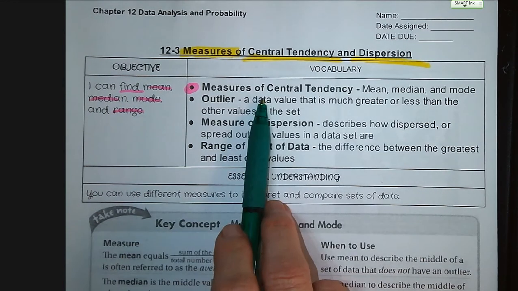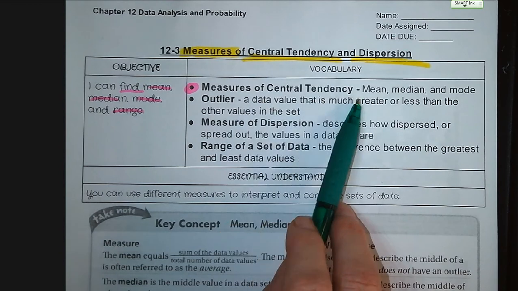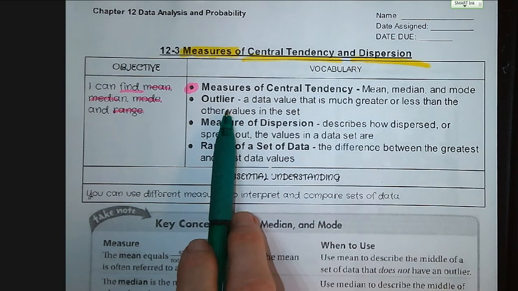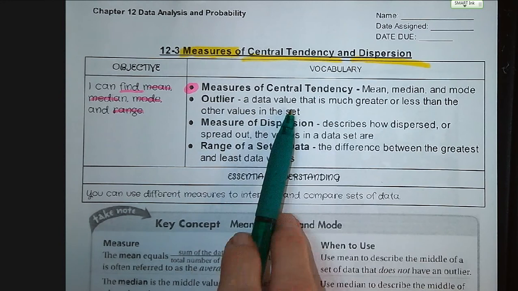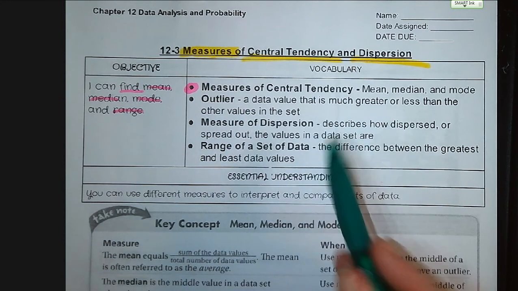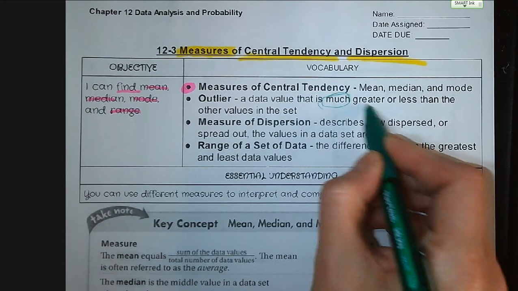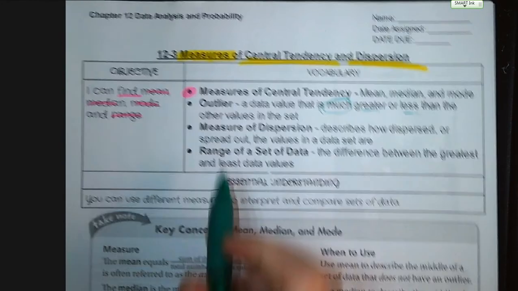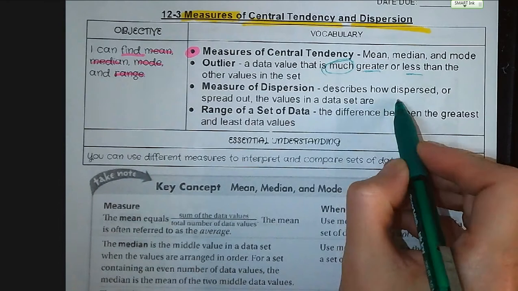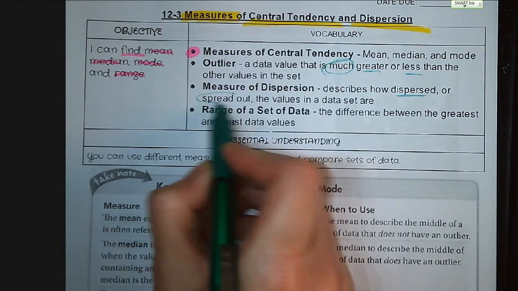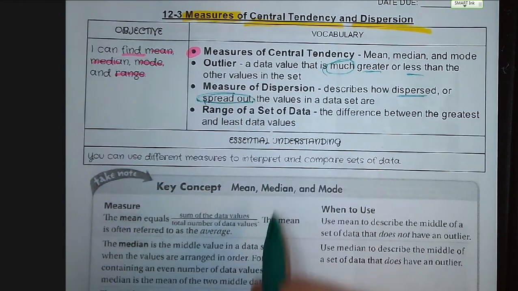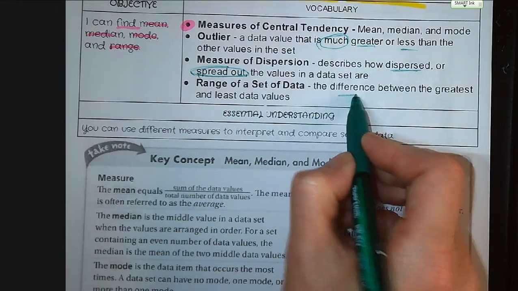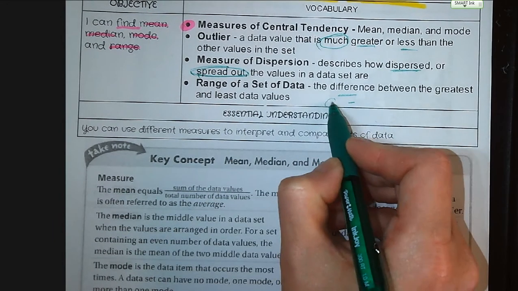So measures of central tendency, these are mean, median, and mode. Outliers are data values that are much greater or less than the other values in a set, so it's much further away from the rest of the group. A measure of dispersion describes how dispersed or spread out the values in a data set are. And the range of a data set is the difference between the greatest and least values.